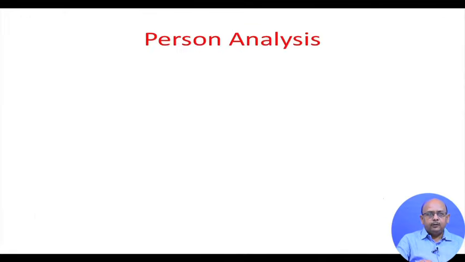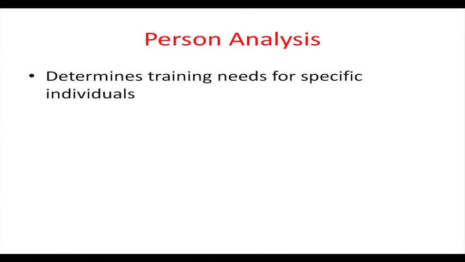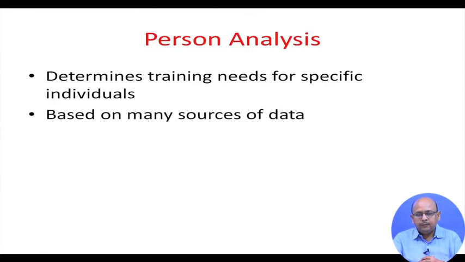Now, moving further, the third phase is what we call the person analysis, and in the person analysis what are we going to do? We are going to see whether the person has the requisite knowledge and skill base or not. What I mean to say here is that when I am going for person analysis, is there a gap between what is expected from him and what he has, because training needs of each individual can be specific and very, very different, and you have to identify that based on several sources.